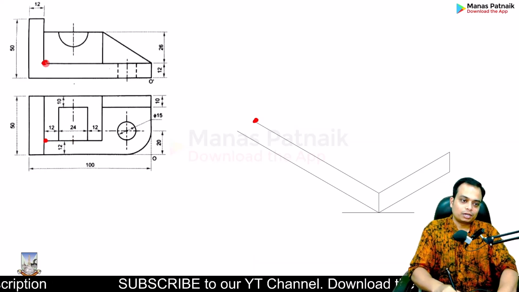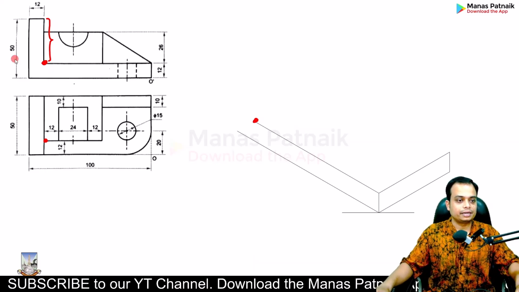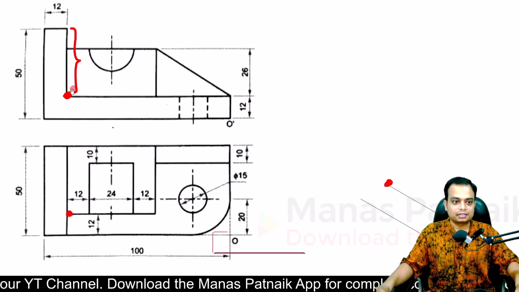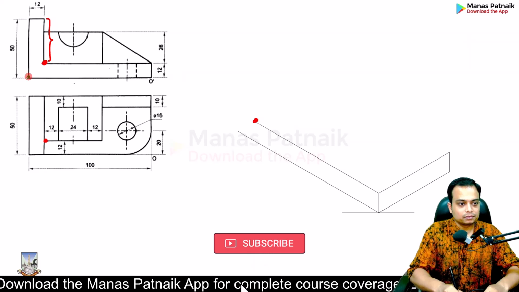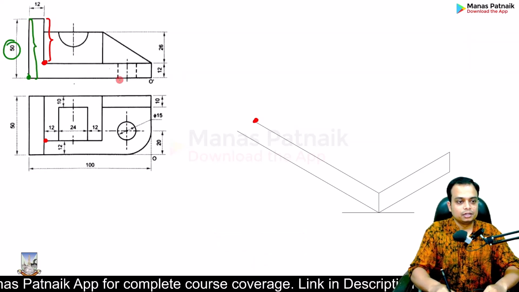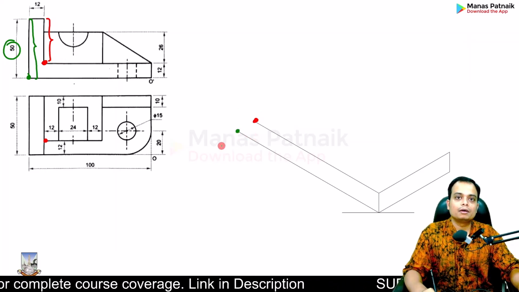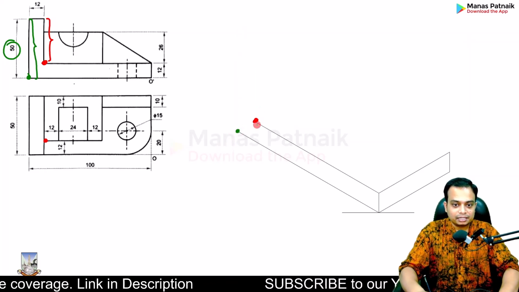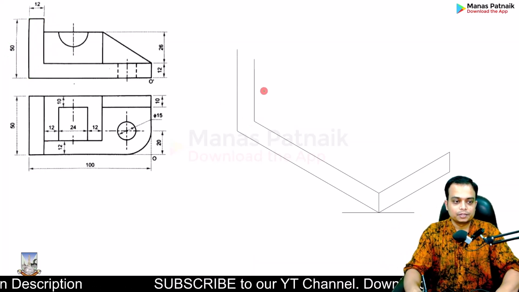What is this height? Please tell me. This height is actually 50 minus 12, that is 38. So this is going to be 38. Very well. What about this? How much is this height? This is 50. I am marking these out with different colors. This is going to be 50 and this red color is going to be 38. Done. Now it's very simple.